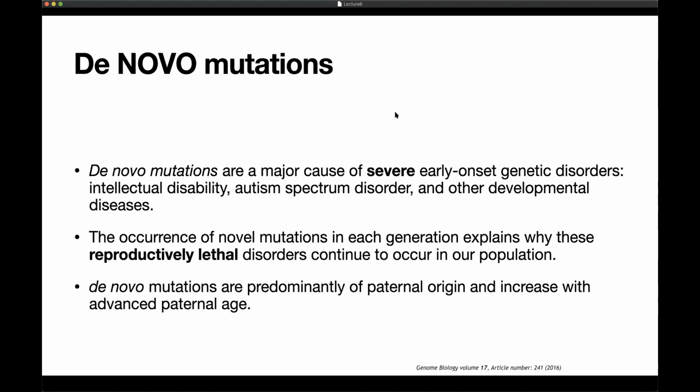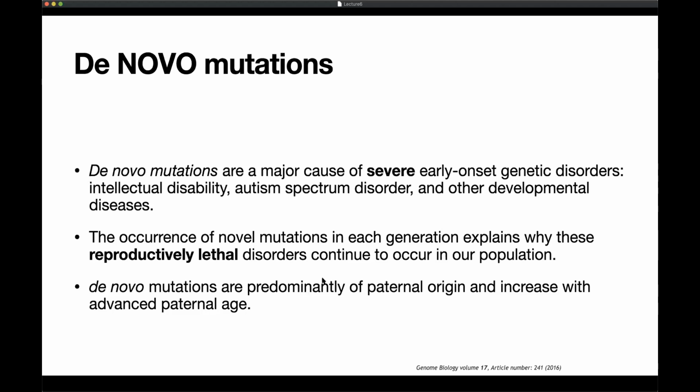And de novo mutations are a major cause of severe early onset genetic disorders, so things like intellectual disability, autism spectrum disorders, and other developmental diseases. The occurrence of novel mutations in each generation might explain why these reproductively lethal disorders can continue to occur in our population. Imagine that there's a particular disease that sterilizes the individual, so they're not able to have children. By definition, they're not able to pass it on to the next generation. But if the disease keeps occurring, the only way is if it's generated randomly in a very small number of individuals by mutation.